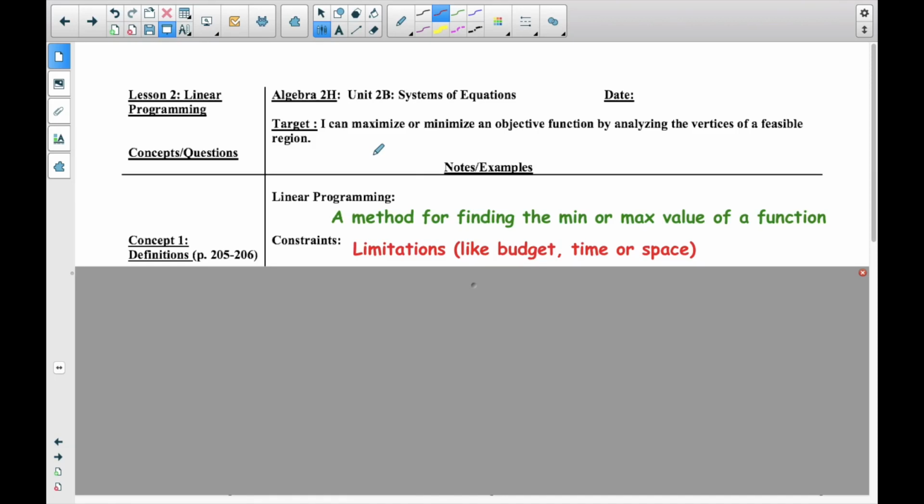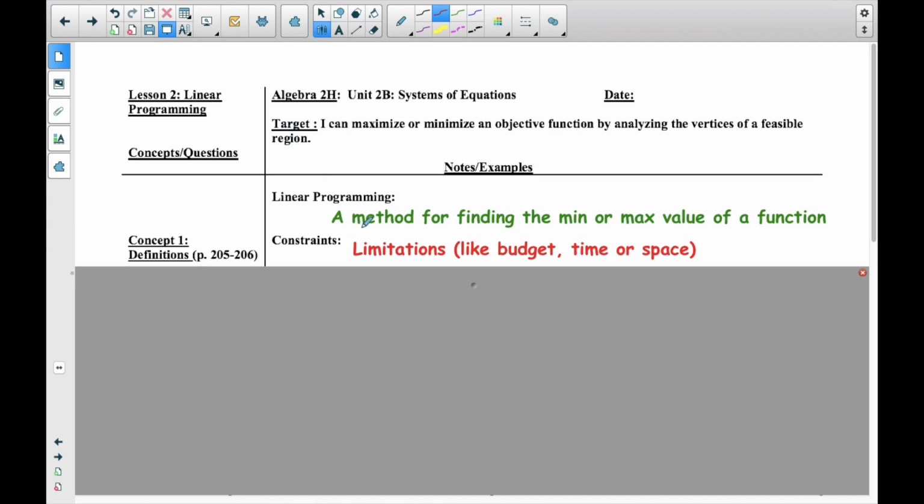Today's lesson is on linear programming. Linear programming is a process, a method for solving some problems that can seem pretty complex. It's a method of breaking them down into components that are easier to solve one by one rather than trying to solve the whole thing together. So that is what linear programming is.